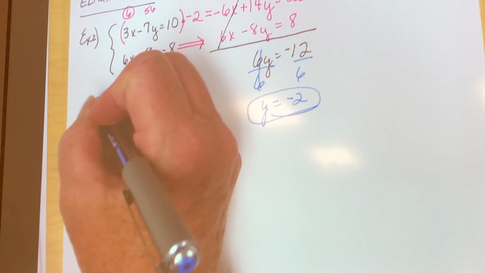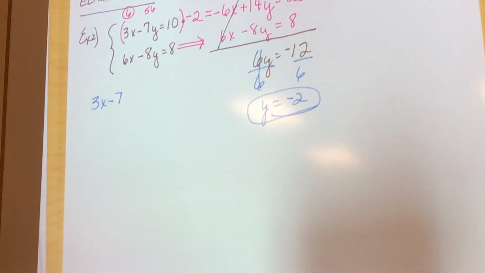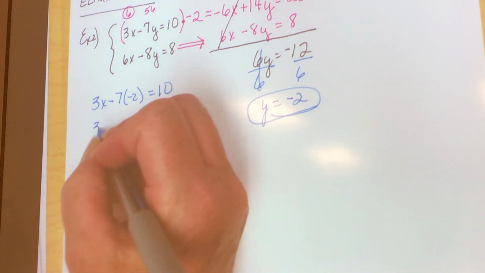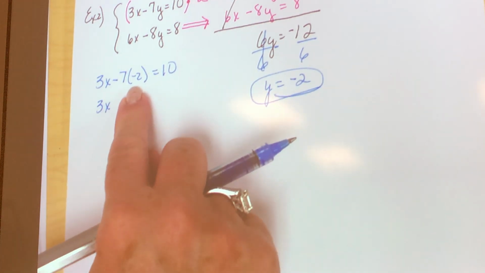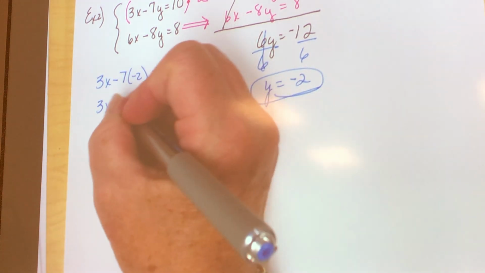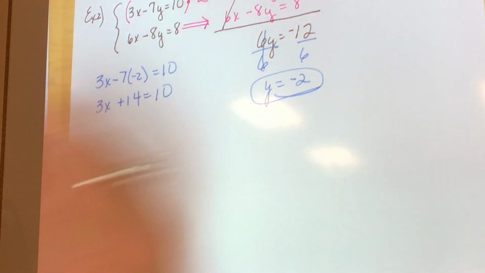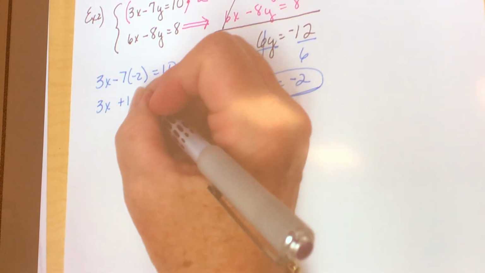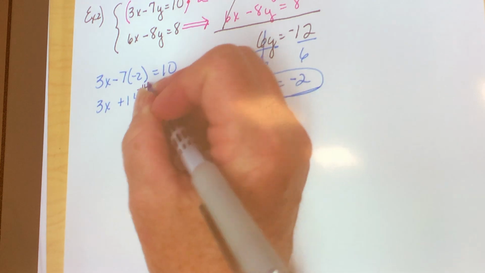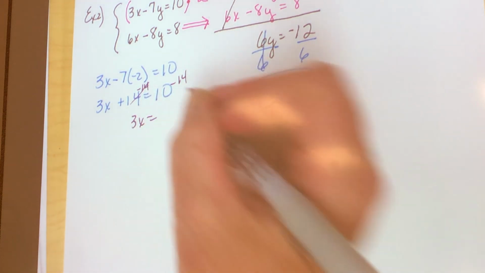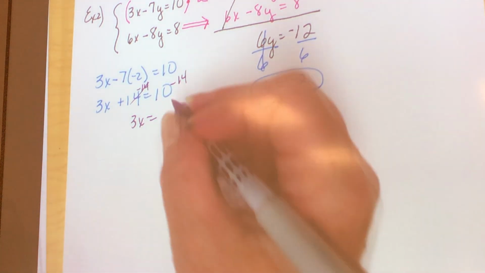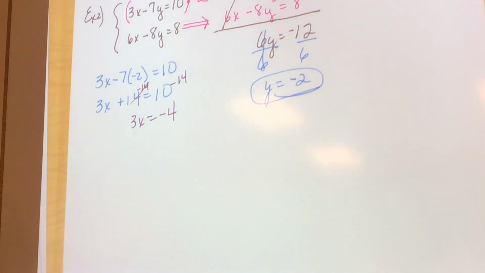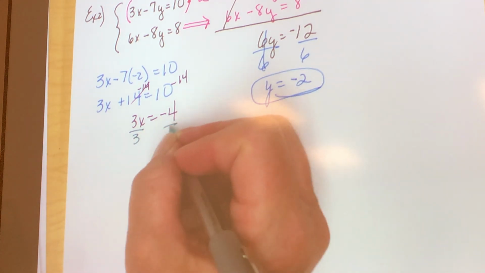So I have 3x minus 7, my y is negative 2, equals 10. So 3x, what is negative 7 times negative 2? Positive 14. Okay, so now I'm solving it. Tell me what to do. Minus 14. So 3x is equal to, what is 10 minus 14? Negative 4. And now what do I do? Divide by 3. And what's my answer?